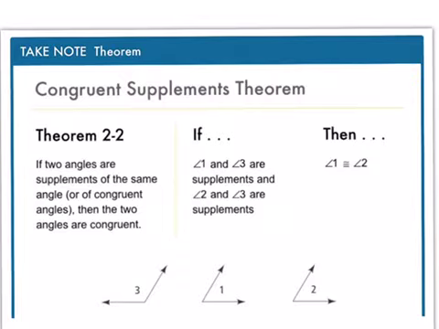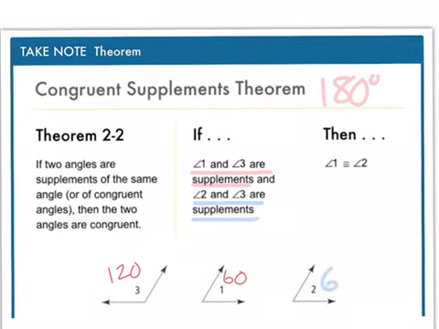All right, guys, here we have the congruent supplements theorem. Basically what it's saying is that if 1 and 3 are supplements, now remember, supplements mean the angles have to add up to 180. So if 1 and 3 added up to 180, and I always like to put numbers in here, if 3 was 120, then 1 would need to be 60. And then they go on to say that if 2 and 3 are supplements, so now that would mean that 2 has to be 60 as well to be a supplement to 3. 1 and 2 are congruent.